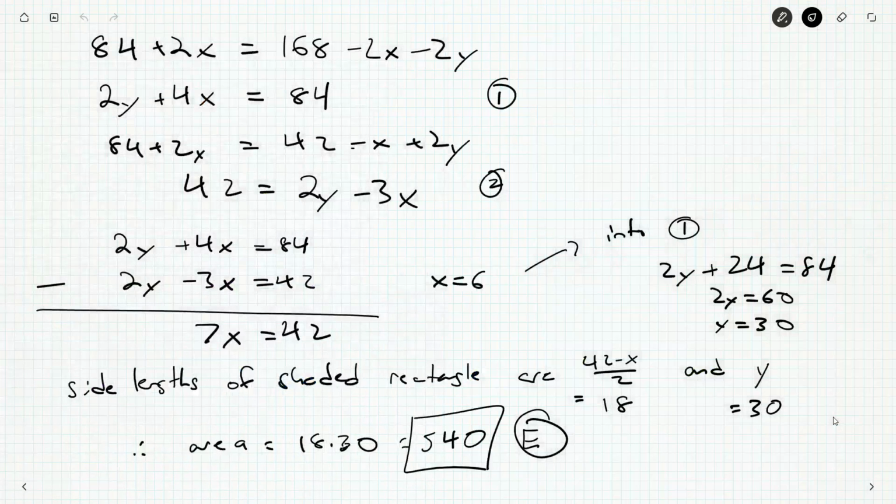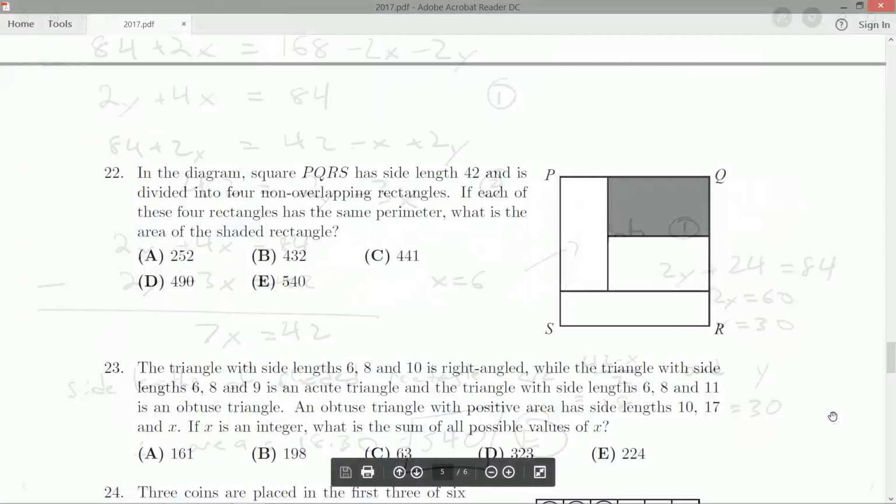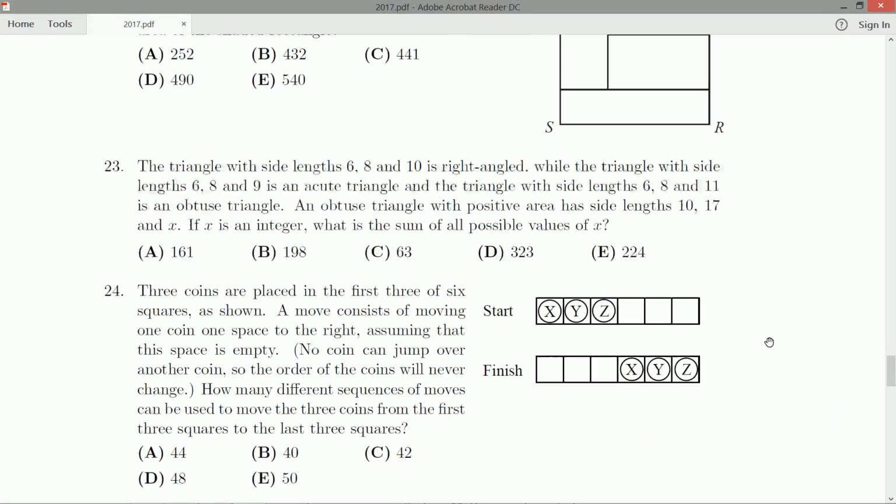Okay, so that's question number 22 done. And we turn our eyes to question number 23, which we will handle in the next video.